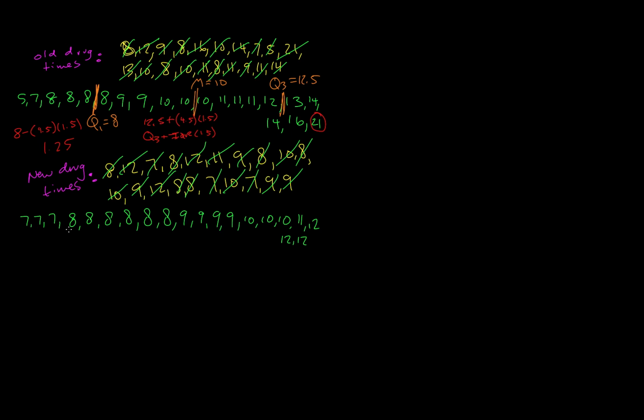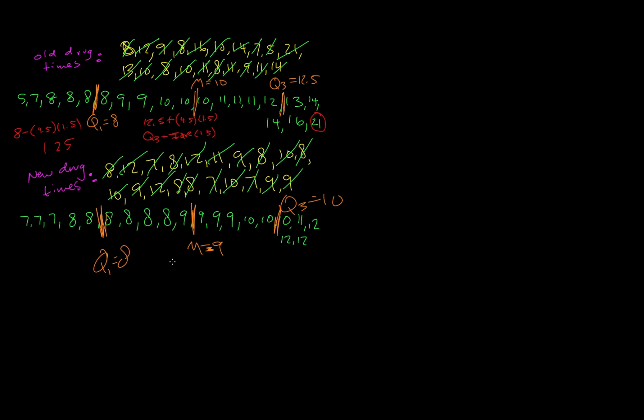So 1, 2, 3, 4, 5, 6, 7, 8, 9, 10, 11, 12, 13, 14, 15, 16, 17, 18, 19, 20. 1, 2, 3, 4, 5, 6, 7, 8, 9, 10. Okay, so the median is right here. So the median is 9. And then we do 5, 1, 2, 3, 4, 5. So Q1 is 8. 1, 2, 3, 4, 5. Q3 is 10.